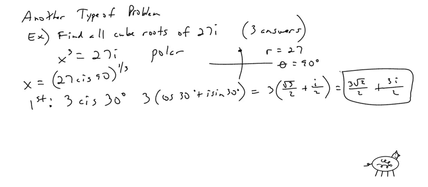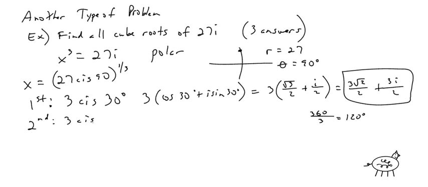Okay, that's one answer. Pretty reasonable. Second answer is 3 cis. Remember, there are 3 answers, so it's 360 over 3, which is 120. That's what I'm going to add.